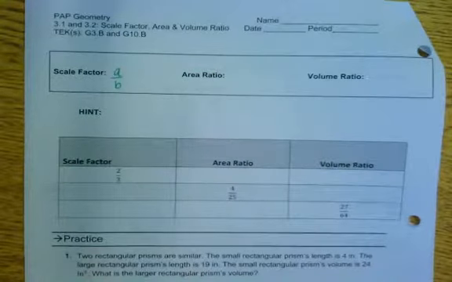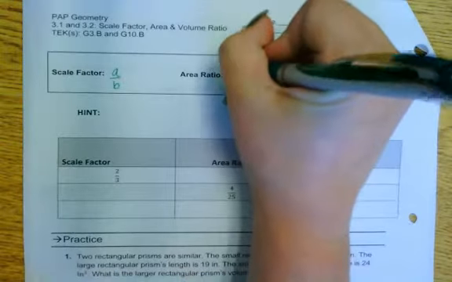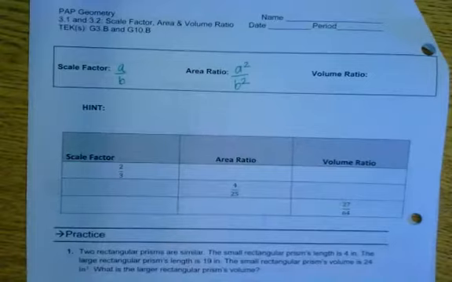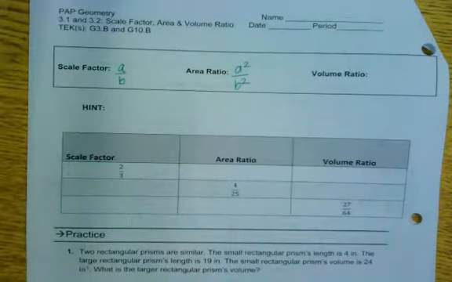What do you think the area ratio might be? What do we have to do to area? Square it. So what do you think we're going to have to do to A over B? Square it. What is A over B squared? What does that look like? A squared over B squared. Okay, volume, what do you think that looks like? Very good. A cubed over B cubed.